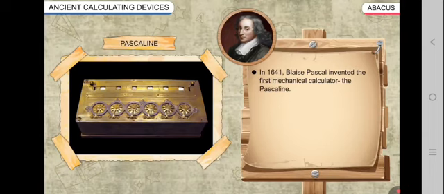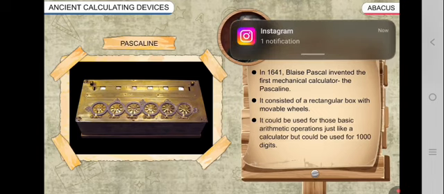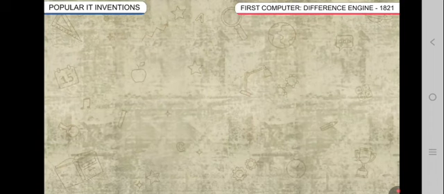Napier's bones. This device was made in 1616 by Sir John Napier. It had numbers carved on bones or strips of wood. It was used for addition, multiplication, subtraction, division, and to find the square root of a number.